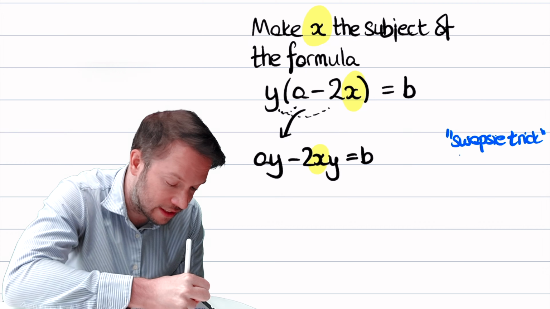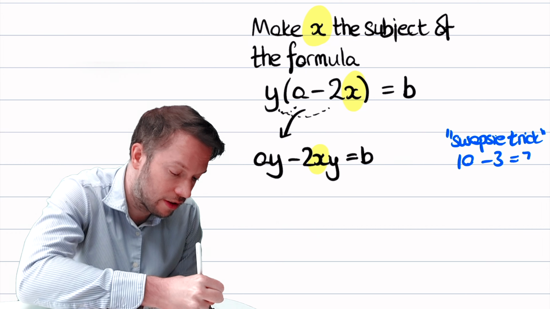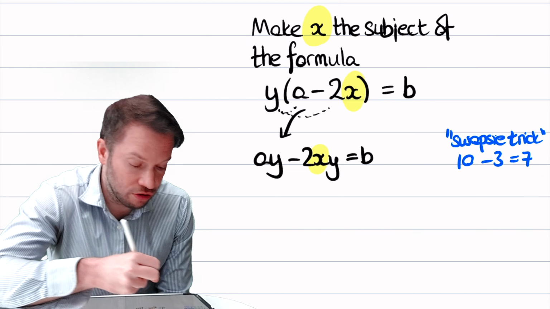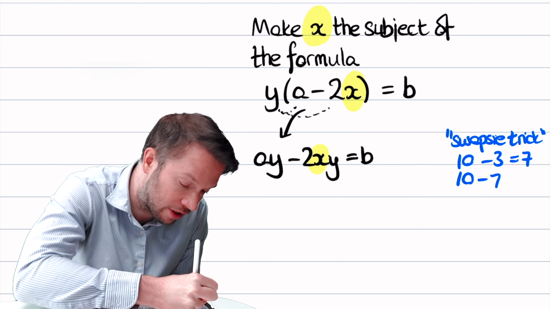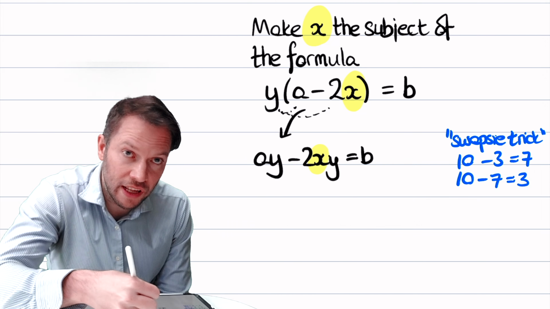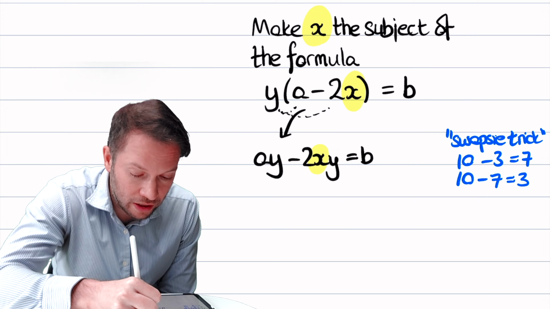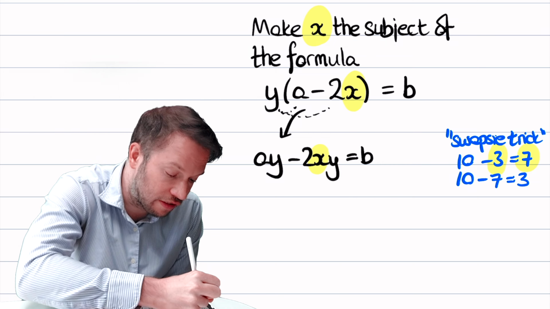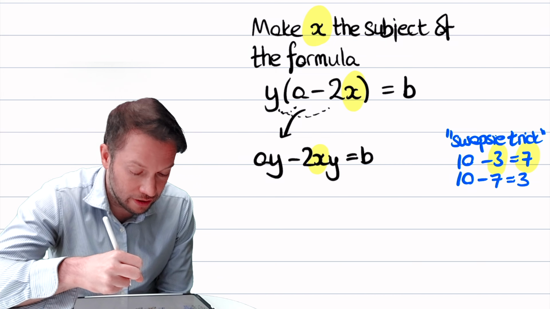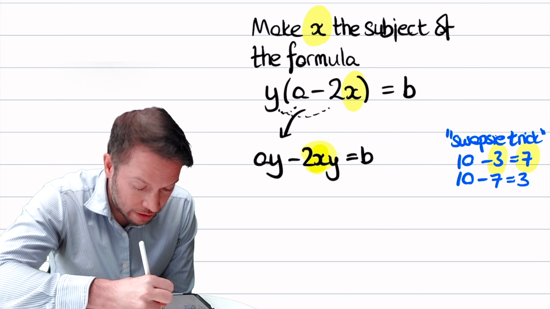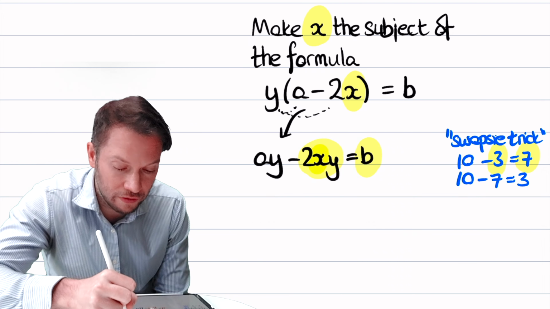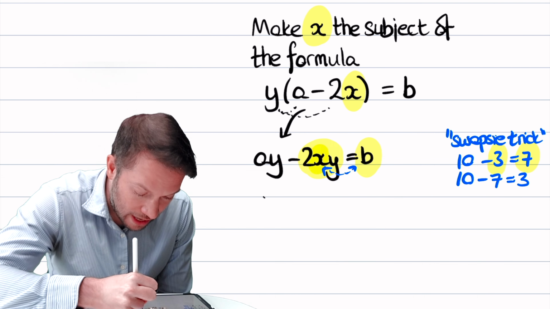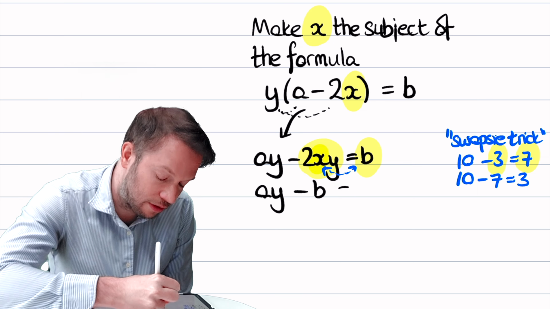If, for example, we had 10 minus 3 is equal to 7, how could we reorder some of these numbers to get another subtraction which is still true? Well, we could say that 10 minus 7 is equal to 3. 10 minus 3 is 7 and 10 minus 7 is 3. So it seems that we can swap the thing that's being subtracted and the result of the subtraction, so the 3 and the 7. So in this particular case, we can swap this thing that's being subtracted here and the result of the subtraction. And if we do that, then we get ay minus b is equal to 2xy.